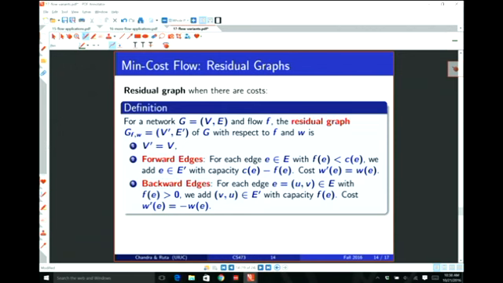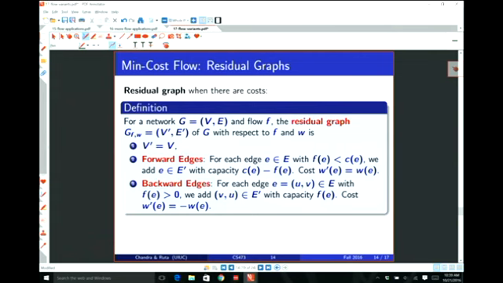Okay, now you see, even though your original graph has non-negative costs, in the residual graph suddenly you may have negative costs, right? So even if you try to work only with non-negative costs, you realize that you'll still get negative costs in the residual graph. You cannot escape this, so we might as well live with costs being arbitrary, negative or positive. We don't care.